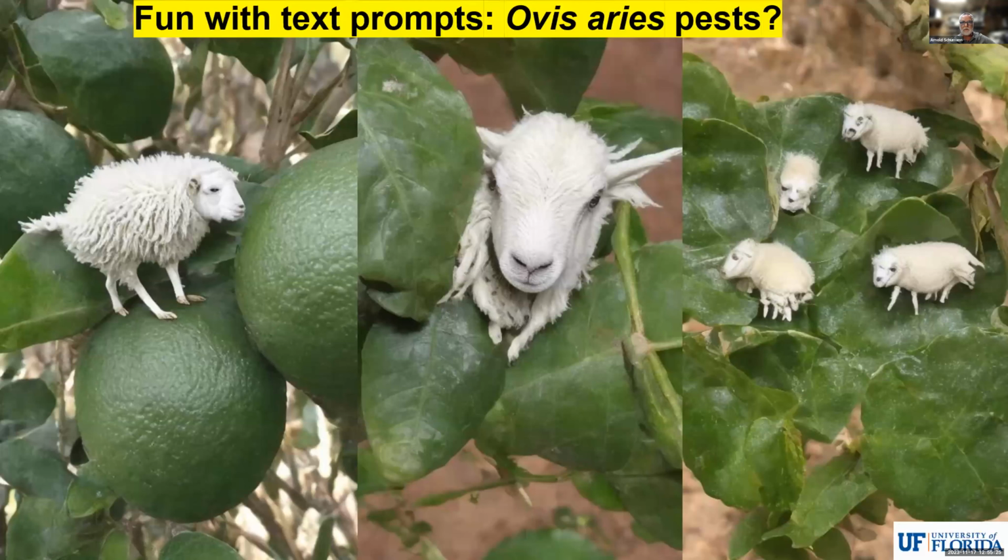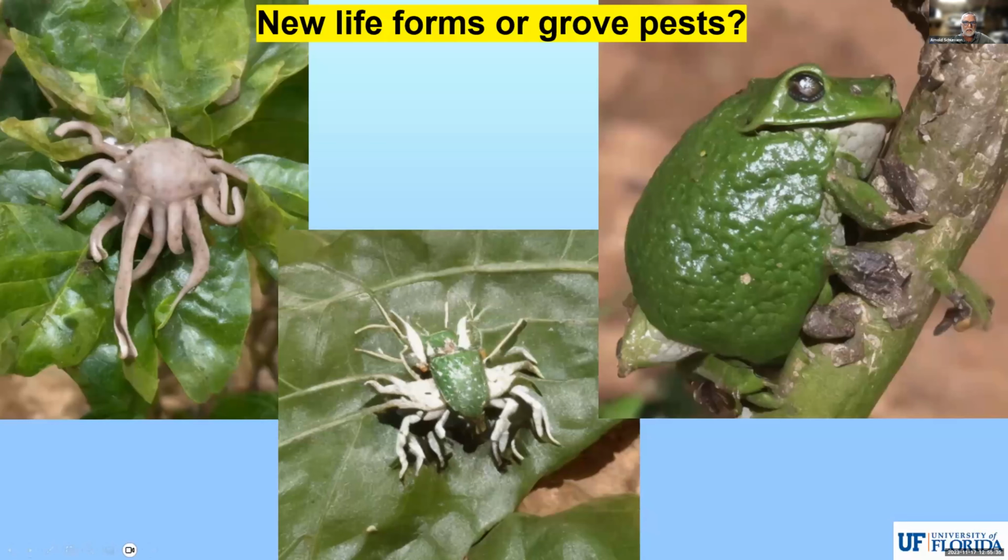So you can have some fun with these as well. Here's a pest I discovered called Ovis aries pests, and they frequent citrus in our area. You can see them, which look a little bit like the mealybugs. And here's some other new life forms we've discovered in our groves. That's a funny crab looking one. This one looks like a citrus frog.